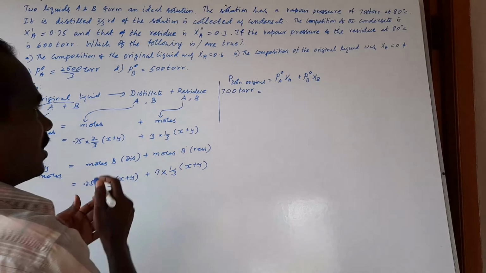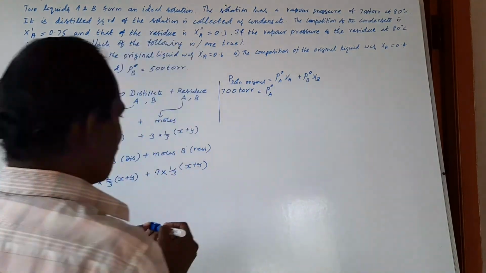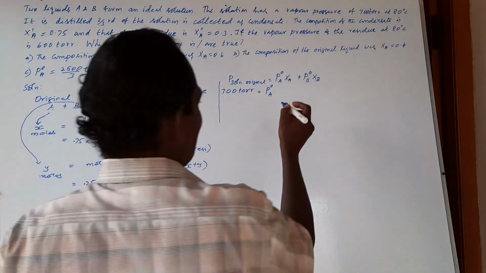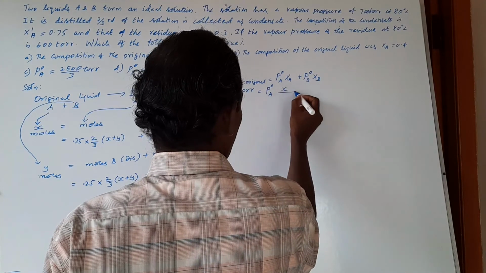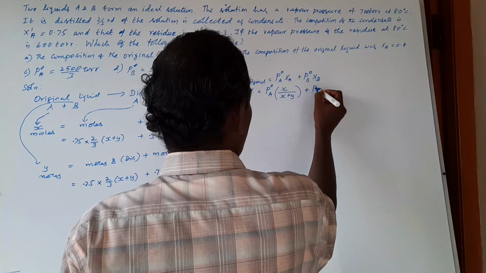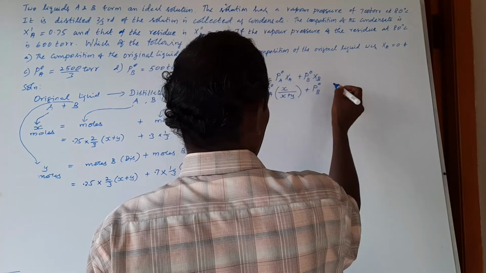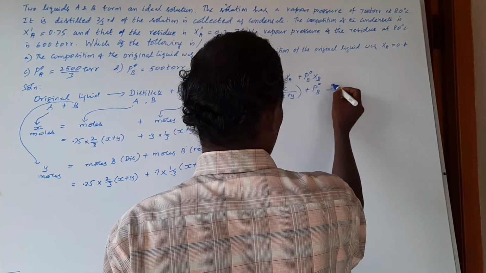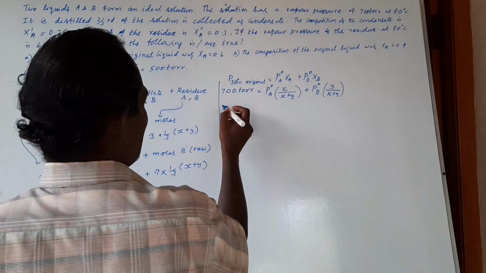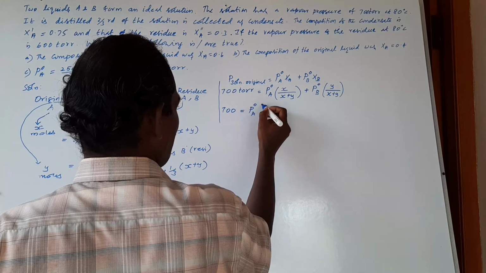Now we will go for this. Here P0 A is an unknown value. X of A is called mole fraction of A in the original liquid. It is the number of moles of A in the original liquid by total number of moles in the original liquid, plus P0 B. X of B is called mole fraction of B, the number of moles of B by total number of moles. Now we will substitute the known values. 700 torr equal to this P0 A. It is an unknown term, we have to find.